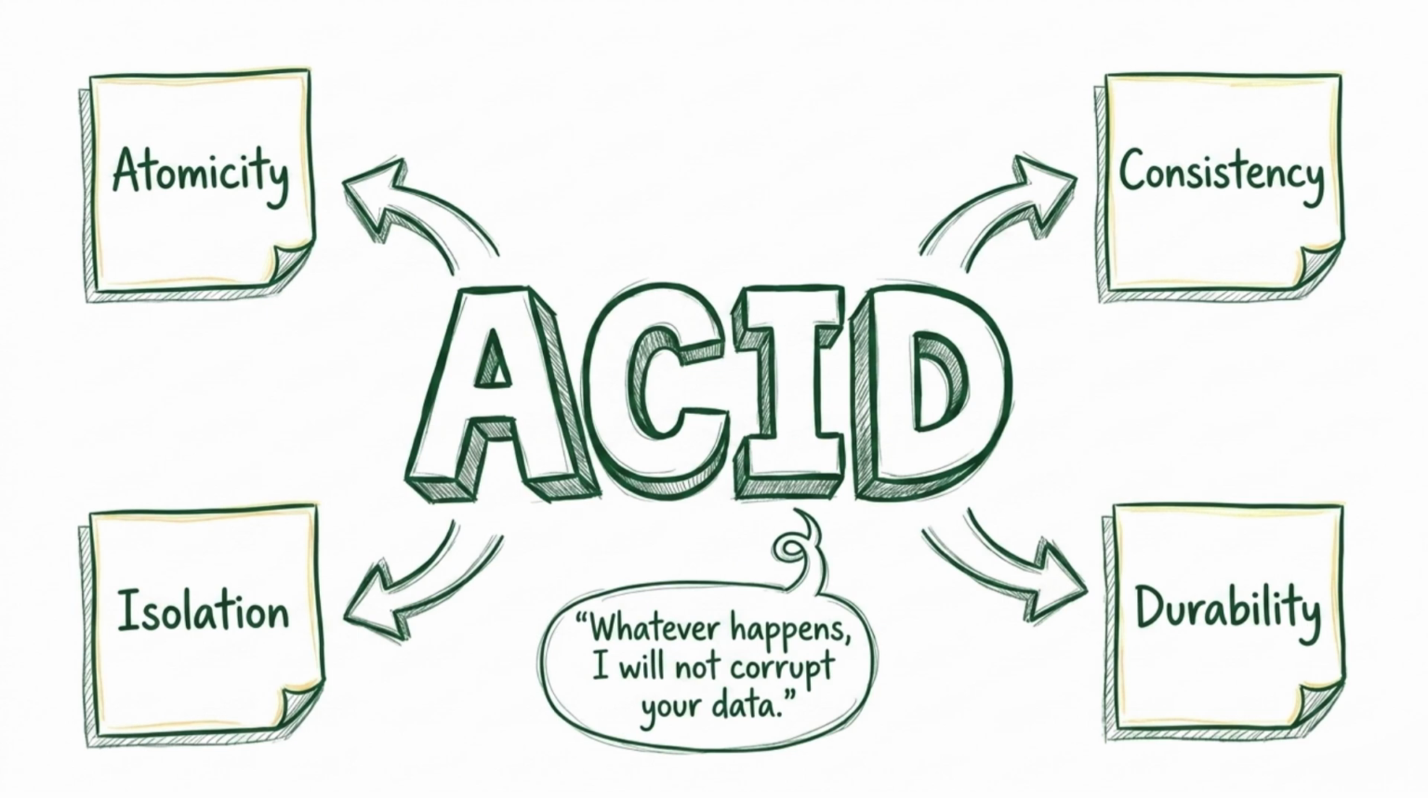The ACID framework, 4 properties, 1 promise. The solution to that nightmare has 4 parts, and they spell ACID: atomicity, consistency, isolation, and durability. Together, they form one powerful promise. Whatever happens, system crash, power cut, hardware failure, I will never corrupt your data. These 4 rules are the foundation every serious relational database is built on.